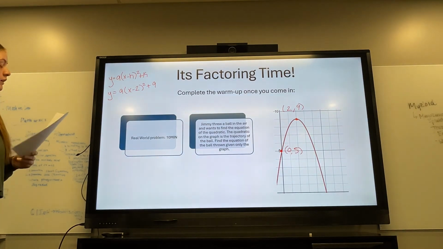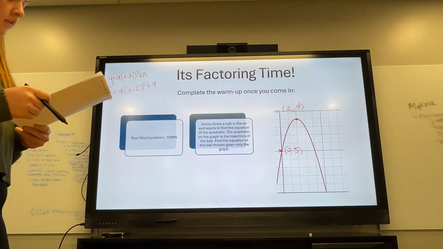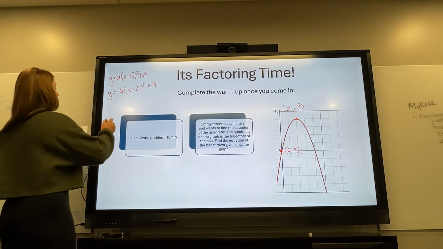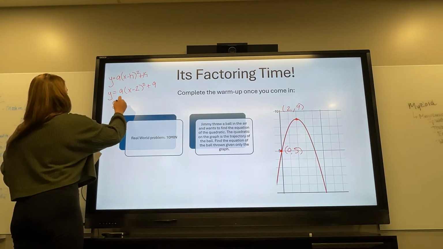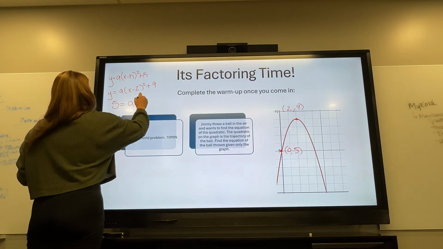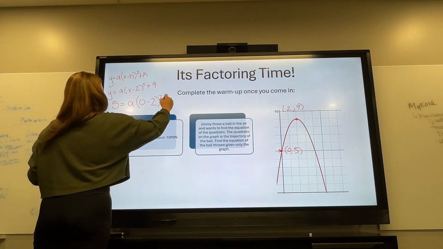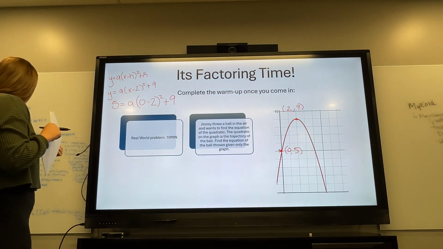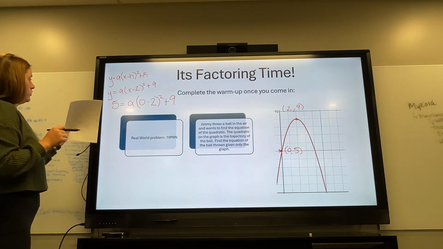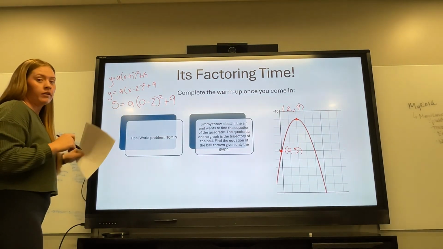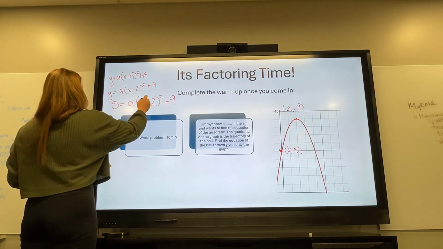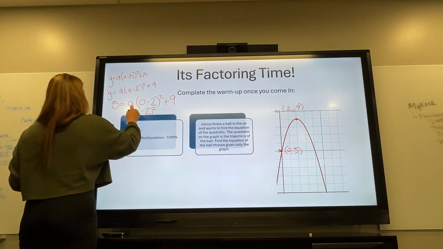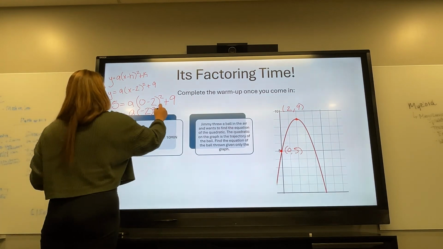Okay, so we've got that going. Now we're gonna plug in that (0, 5) into our x and our y value. So we're gonna have 5 equals a(0 minus 2) squared plus 9. Now we have to solve for our a value. So we have 0 minus 2, which is negative 2. We still have squared and our a in front, plus 9.